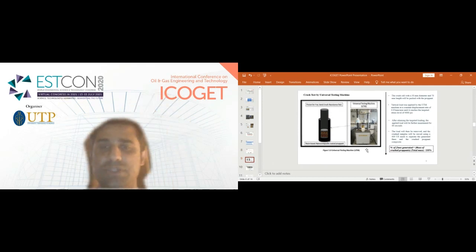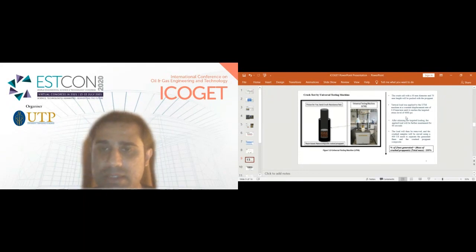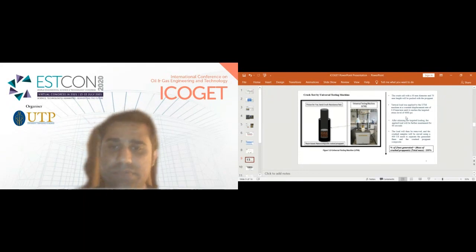Now coming towards crush test analysis by UTM, Universal Testing Machine, these coated propellants are placed in a crush cell. Vertical load is applied at a constant displacement rate of 0.5 mm per minute until it reaches the target stress level of 4000 psi. Then this applied load is removed and the crushed sample is sieved to separate the crushed propellant and the fines.